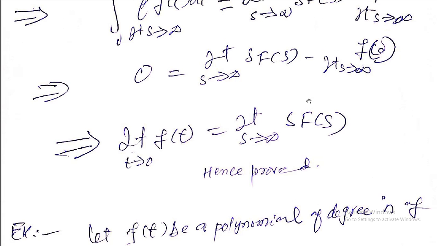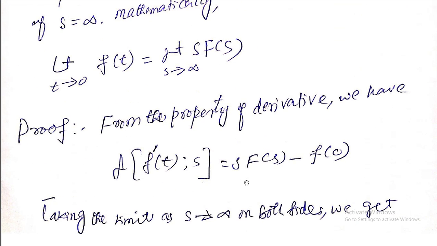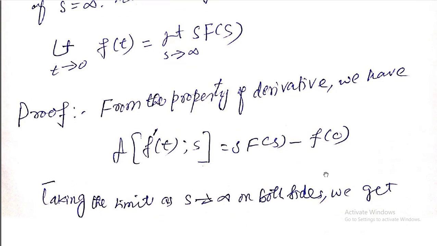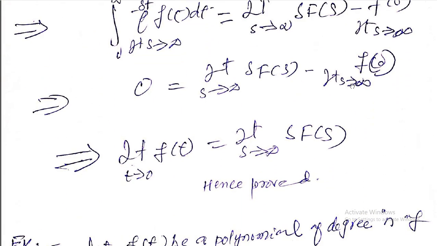So if you look at this, the Laplace of f dash of t is equal to s f of s minus f of t at t is equal to 0. That's why I have put here f of 0, because this is f of t, but at t equal to 0. As there is no s, this limit will not be applied on this, because f of 0 means f of t.